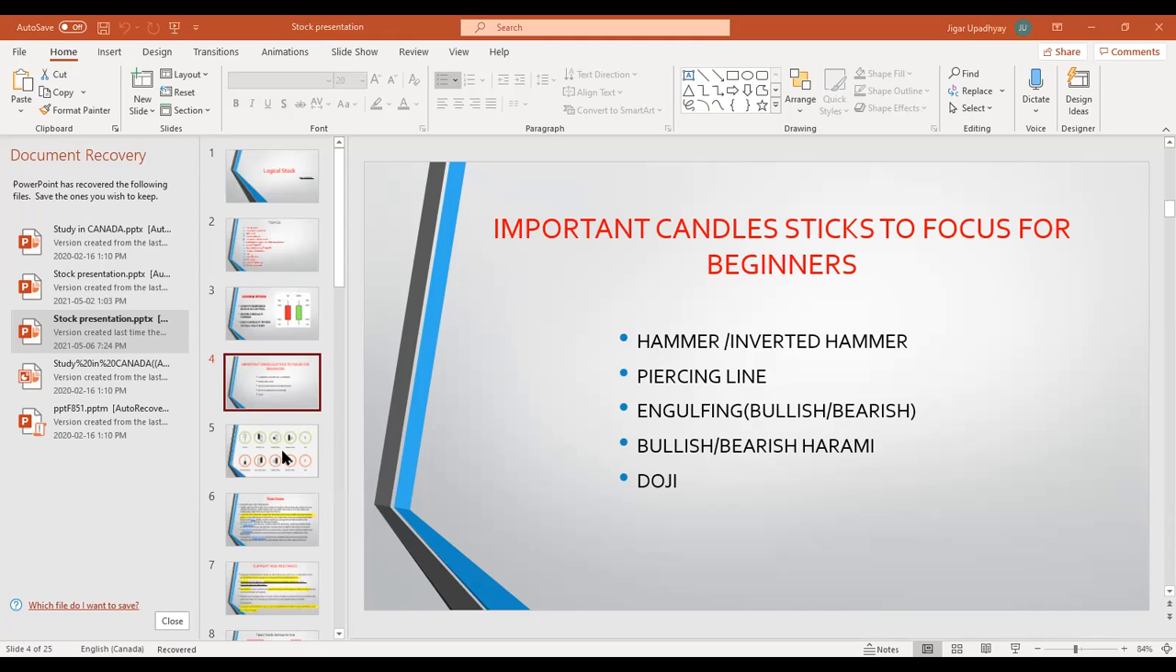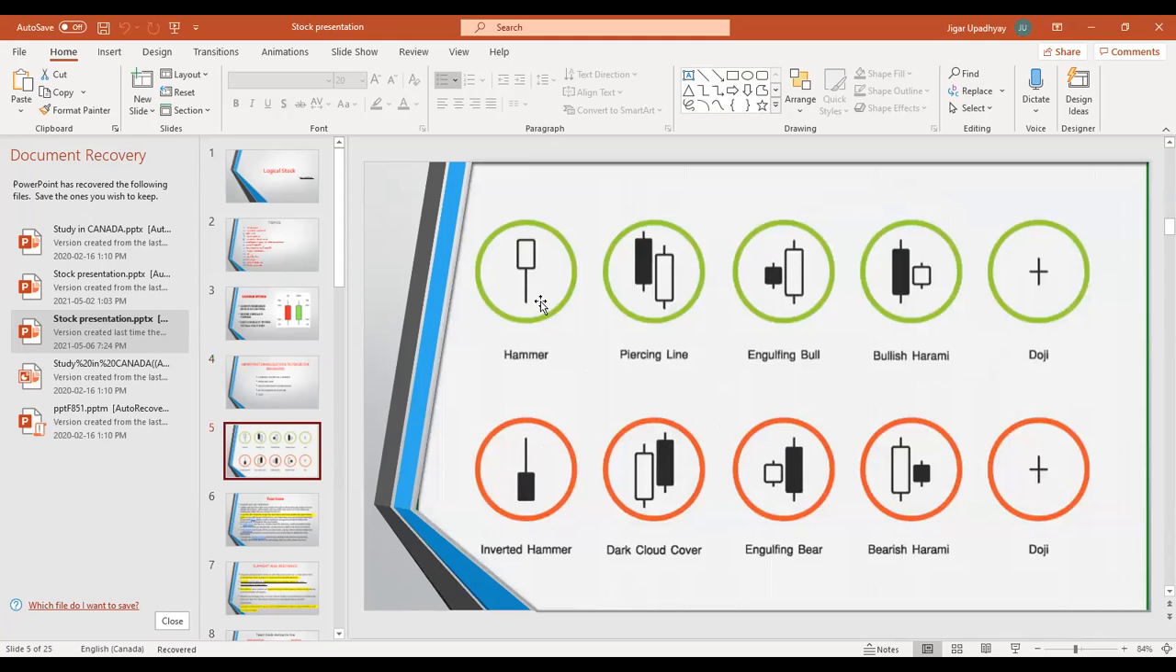Those are the different candles. Let's see how they look. Okay, so do you see the hammer? On the bottom there is a big wick, on the top there is just the body, whereas in the inverted hammer, the wick is on the top and the body is on the bottom.